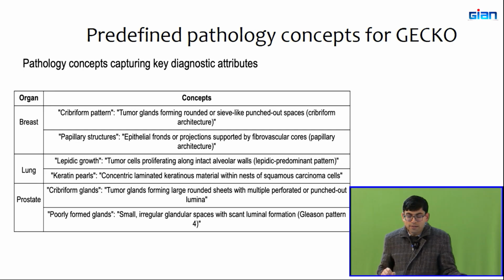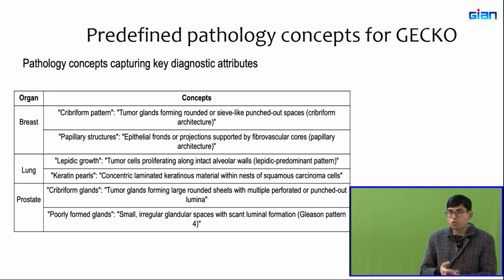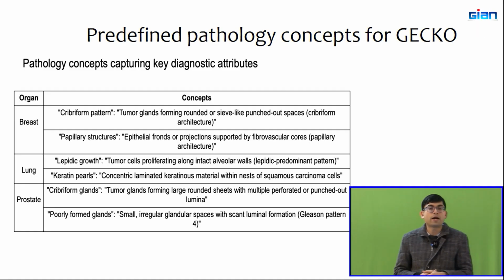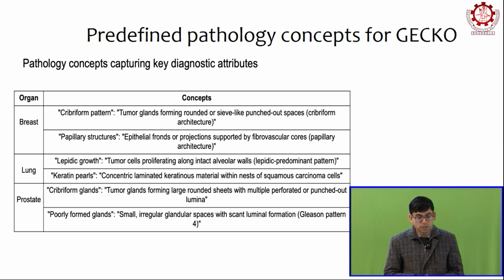Now, how did we identify these concepts? We identified literature, provided it to large language models, identified these concepts, and cleaned them up by discussing with pathologists. So these were some of the breast-related concepts on the top: the cribriform pattern, papillary structures, and lung-related concepts like lepidic growth, keratin pearls, prostate cribriform, and so on. I'm not saying that these concepts are perfect. We are still working on refining them, but eventually we would want to get to a point where we have concepts that can describe these diseases to the best extent possible.